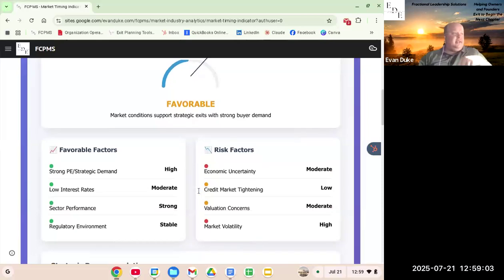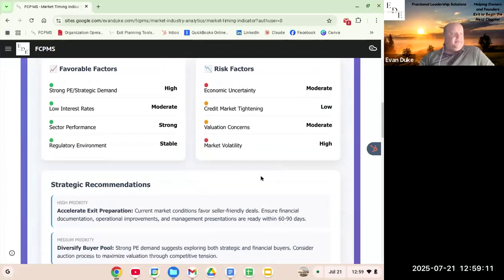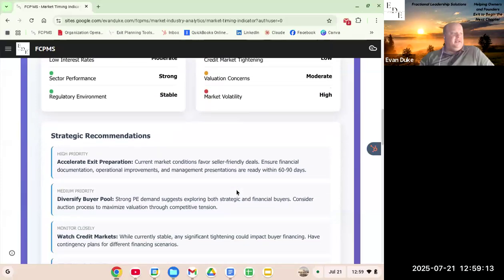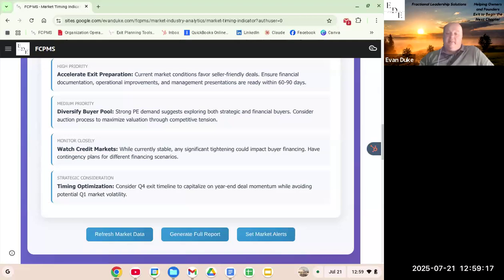And as you can see, this is laying out the pros and cons. It's showing the favorable factors and also the risk factors. And then, when it comes to strategic recommendations, these are the ones that are offered. What's nice is that we would be able to refresh market data, so that should there be substantial changes in, say, the next 30 days, we would be able to get that reflected and get recommendations based on that.